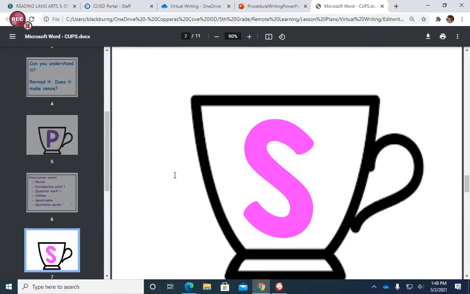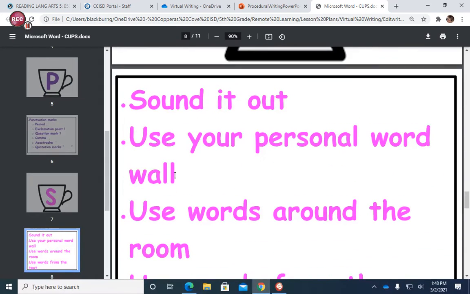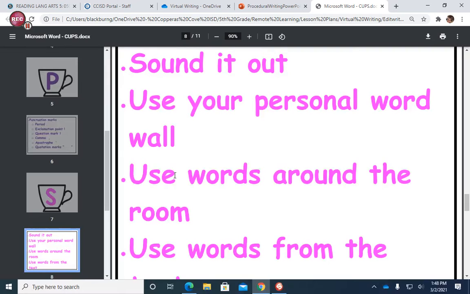Okay, and then finally we have the S in our CUPS, and this stands for spelling. If we're trying to spell something and make sure that it's spelled correctly, we're first going to try and sound it out. So you'll want to stretch those words out. If you have a personal word wall, this would be where you'd want to use that. Look at words around the room. I know most of you are at home right now, so you can look around the house.